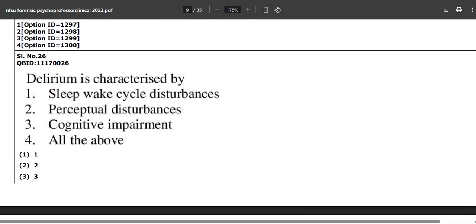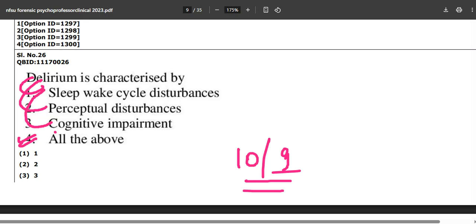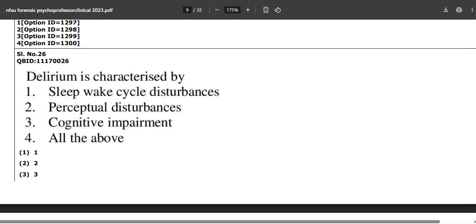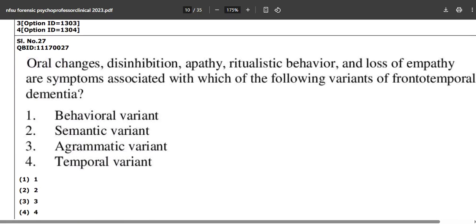Moving forward, question number 26. Delirium is characterized by, and it is highly recommended whenever you have questions of this kind, always mark all of the above. 9 out of 10 times you will get the correct answer. Sleep wake cycle disturbances, delirium. Perceptual disturbances, delirium. Cognitive impairment, delirium. Everything comes under this particular head. Next time there will be a different question, not on the delirium theme.